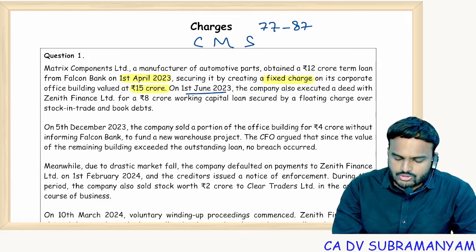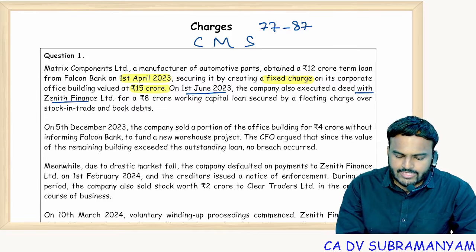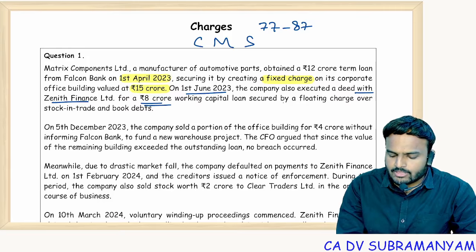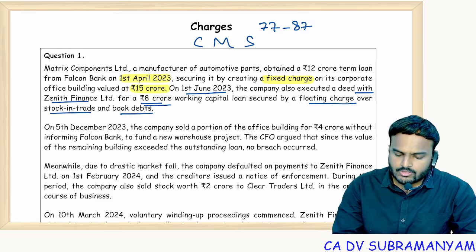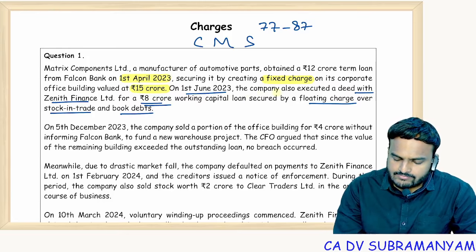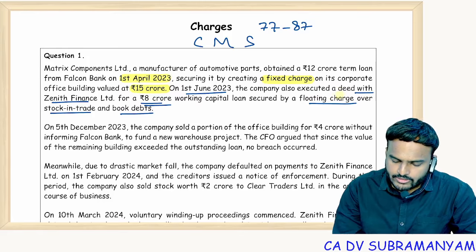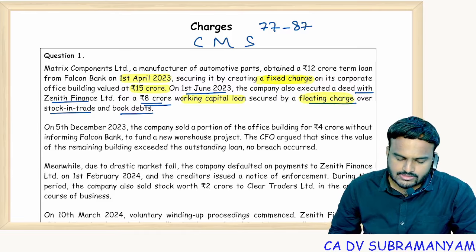On 1st June 2023, the company also executed a deed with Zenith Finance Limited for an 8 crore working capital loan secured by a floating charge over stock in trade and book debts. So 2 charges are there. One is a fixed charge, the other one is a floating charge. Working capital loan secured by floating charge, 2 charges, 2 companies.